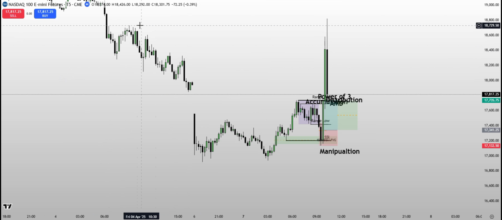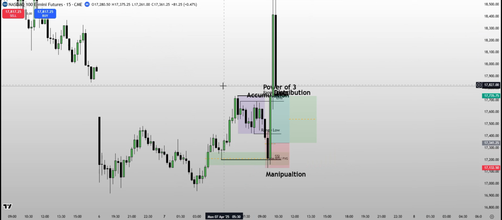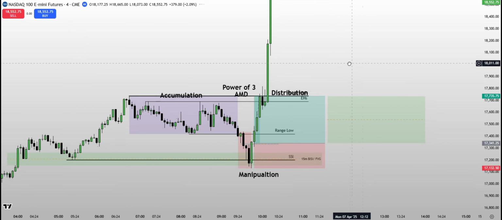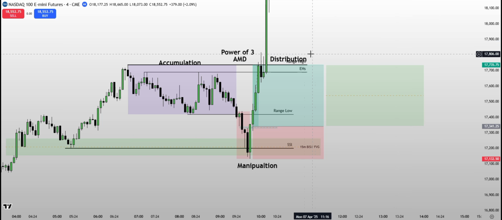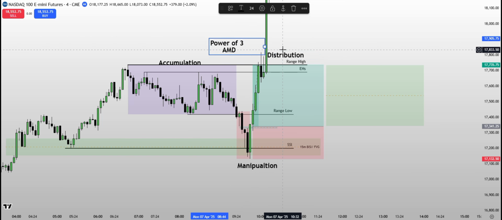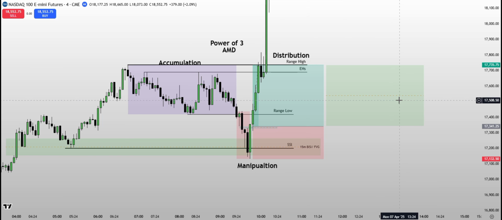If you wanted to hold for some of these highs, you could have definitely done that as well. But that is the basis of how you can use PO3 alongside the additional analysis of finding the drawn liquidity and putting that towards your advantage.